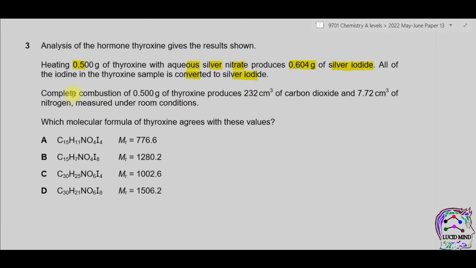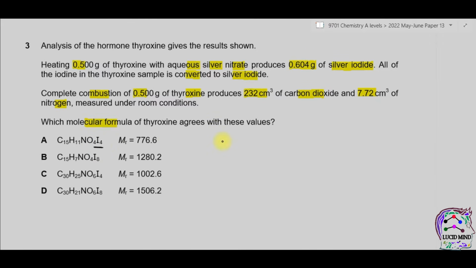It says complete combustion of 0.5 grams, a similar mass of thyroxine, produces this much CO2 and this much nitrogen, measured under room conditions. Which molecular formula of thyroxine agrees with these values? They have given 4 different formulas and we have different molecular masses. Let's start with the first one. In the first one we have 4 iodine.